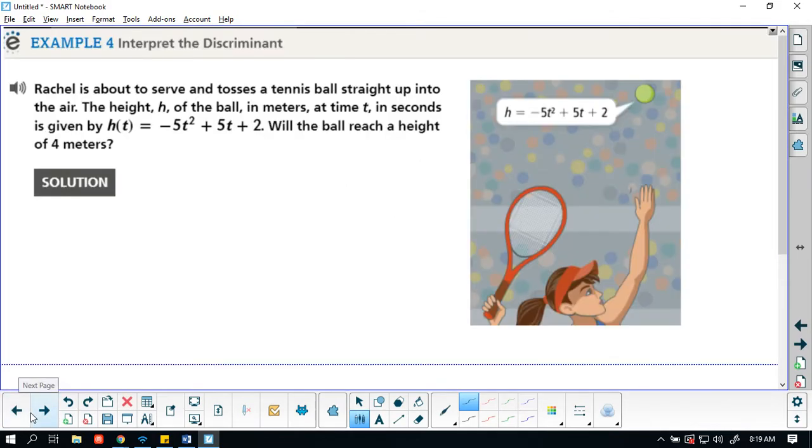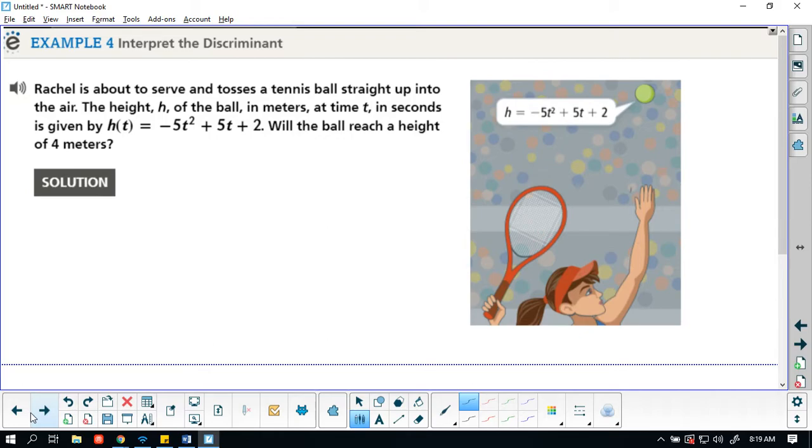example 4. So in example 4, Rachel is about to serve and tosses a tennis ball straight up into the air. The height h of the ball in meters at time t in seconds is given by h of t equals negative 5t squared plus 5t plus 2. Will the ball reach the height of 4 meters?